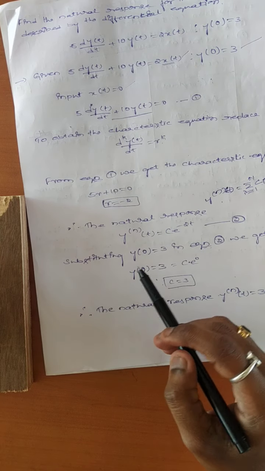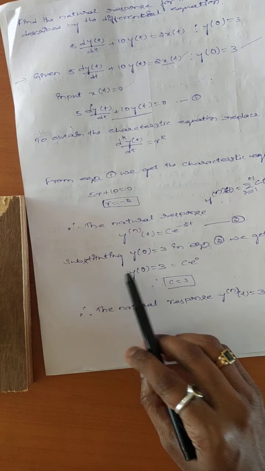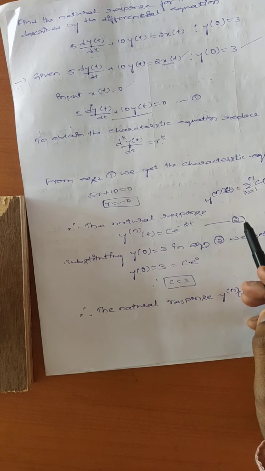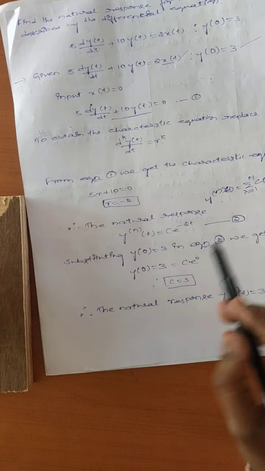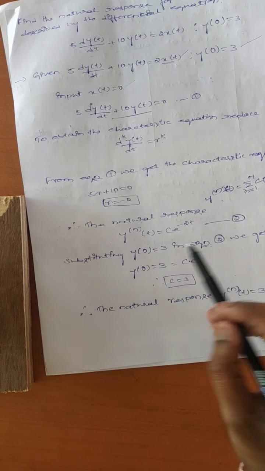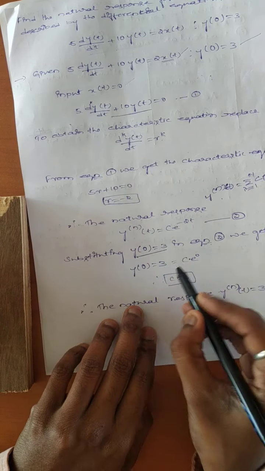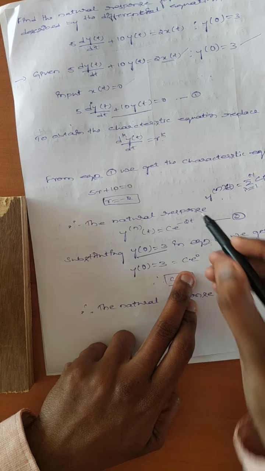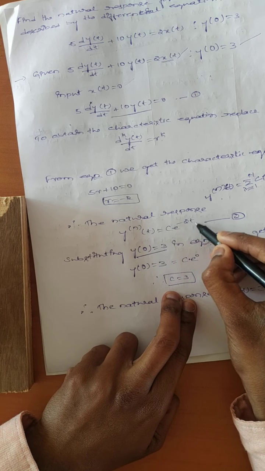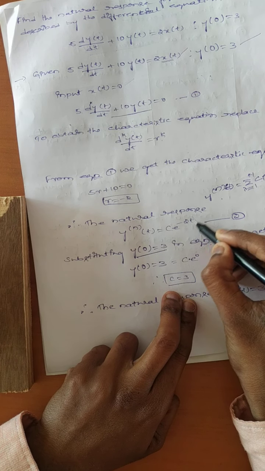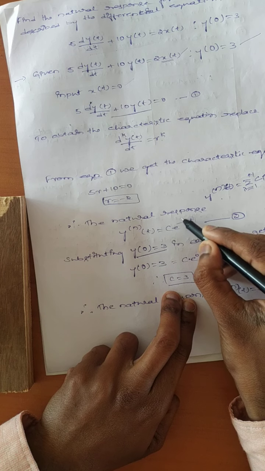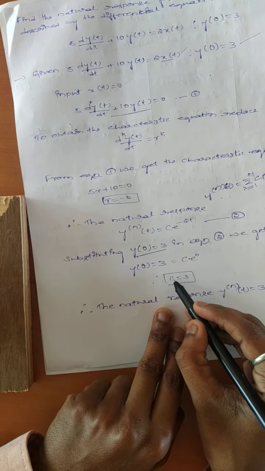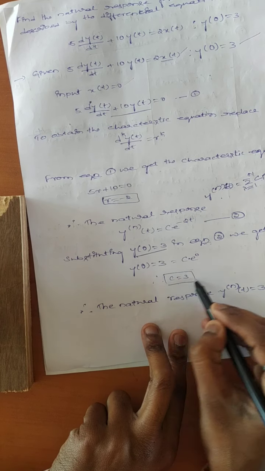Now you operate with the initial conditions, that is, substituting y of 0 is equal to 3 in equation 2. We just substitute y of 0 is equal to 3 in the above equation, that is equation number 2. This is the main equation. Y of 0 is equal to 3, and that is equal to c into e to the power of minus 2t. In place of t you just put 0. So if you put 0, the exponent will be 0, so e to the power of 0 will be 1 only. Therefore c is equal to 3.